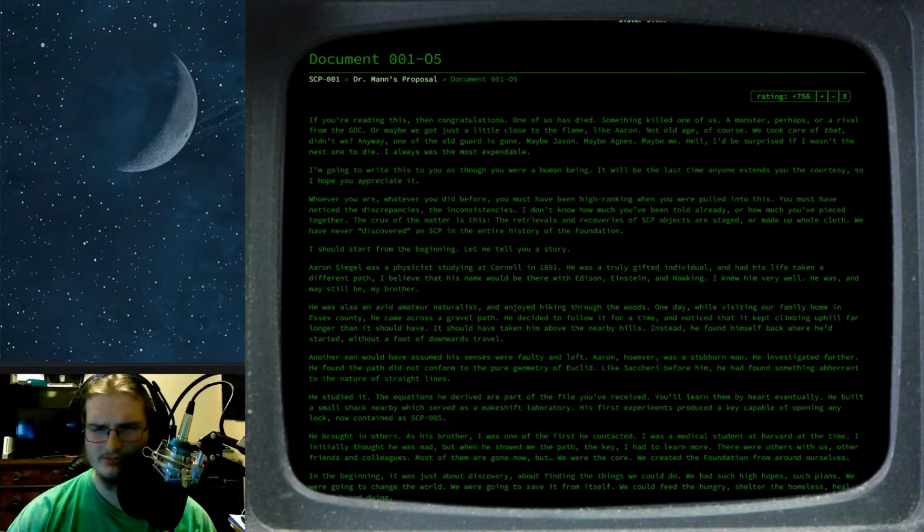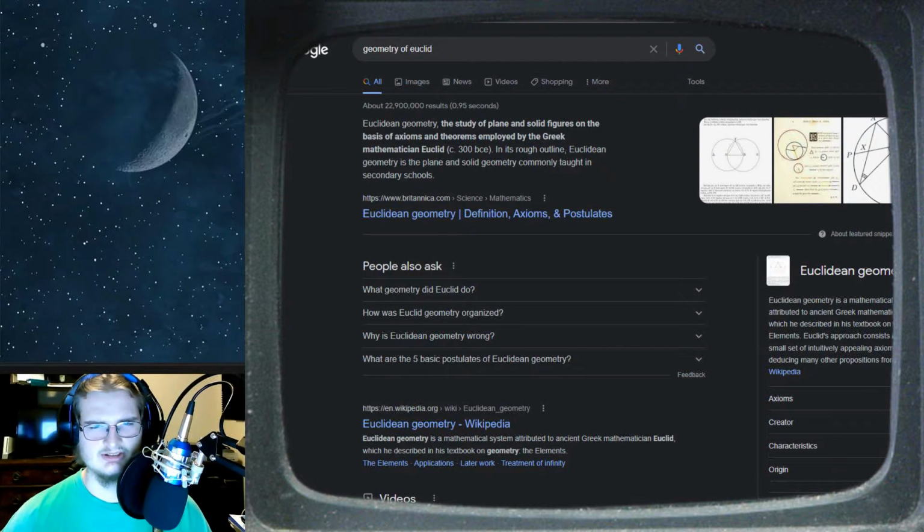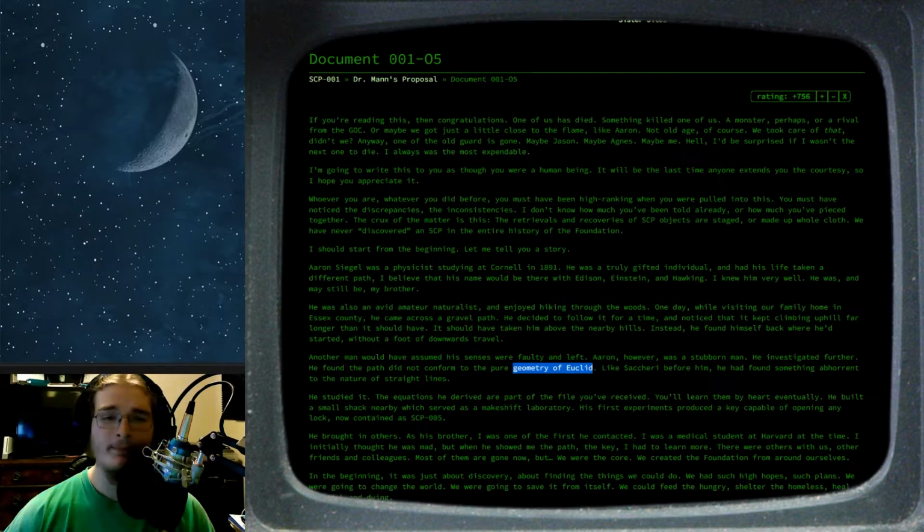Is that actually a geometrical thing? Oh, wow, it is. What the fuck does that have to do with the path? Study of plane and solid figures on basics of axioms and theorems employed by the Greek... We're just not gonna worry about it.